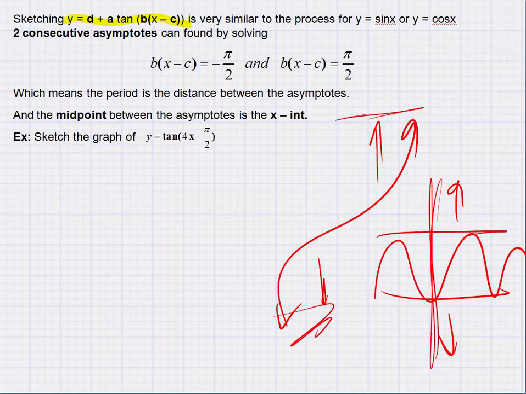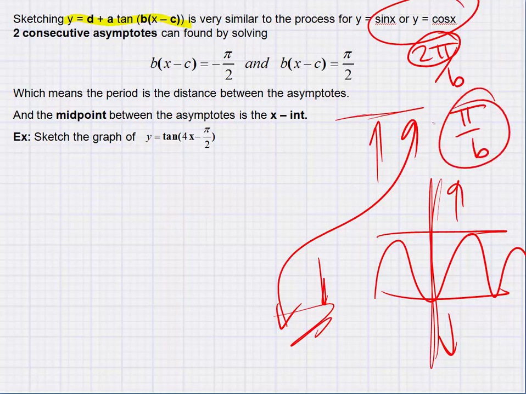2. Period. Normally to find the period, we would do 2 pi divided by b. That would be for sine and cosine, because the old period was 2 pi. The period for tangent is only pi. So to find the period for tangent, we're just going to take pi and divide it by b.